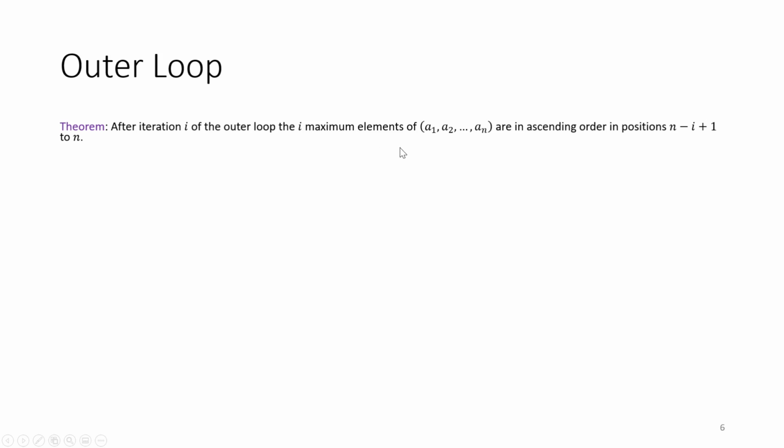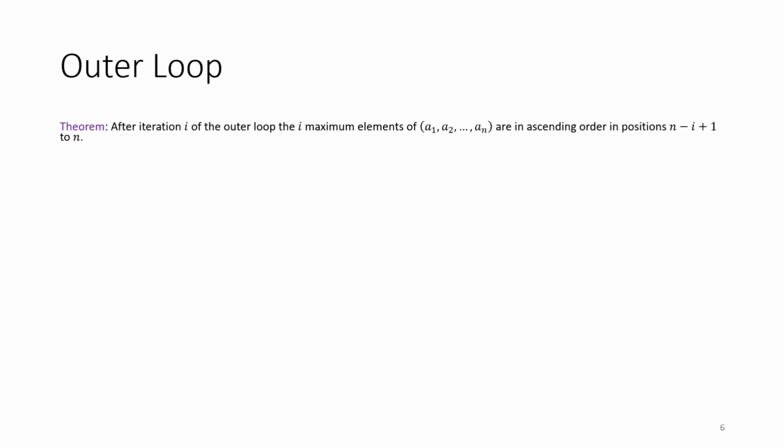So the i maximums are, and there are actually two pieces here. Maybe I should clarify. The first bit is that the i maximum elements of this list are in ascending order, and they're in the right position. That's two pieces of saying they're all where they belong. What do I mean by right positions? Again, I formalized that here. They're in positions n minus i plus 1 up to n. Why do I have that? How do I know that math is right, that n minus i plus 1?